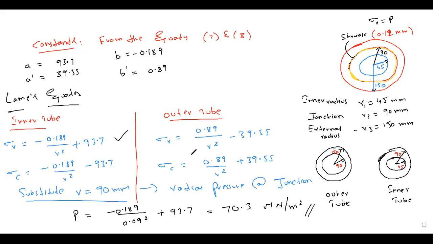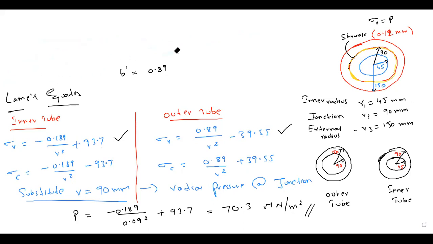If you substitute in the other equation also, you should get the same value, yes or no? Substitute R is equal to 90 in this equation. Check whether you are getting the same pressure or not. Why? Because at the junction the pressure should be the same in the outer tube and inner tube. So substitute R is equal to 90 and see what the pressure is. Do you get the same value? Check it.